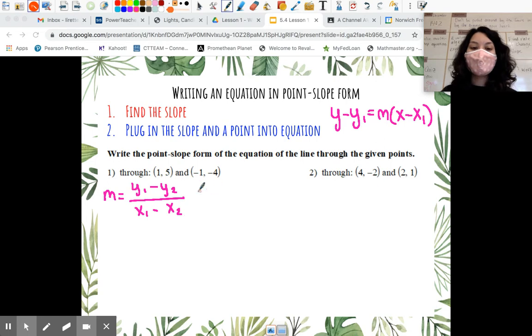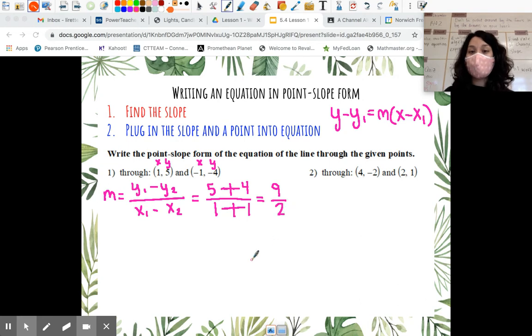It really doesn't matter so long as you're being consistent and the numbers that are stacked are coming from the same ordered pair. So I'm just going to start with this first ordered pair here. Here's an x, here's a y, here's an x, here's a y. So I've got 5 minus a negative 4. These double negatives will make a plus, giving me a numerator of 9. On the bottom, I've got to start with that same ordered pair that the 5 came from. 1 minus a negative 1. So again, I've got double negatives here, and I add them together to get a denominator of 2.